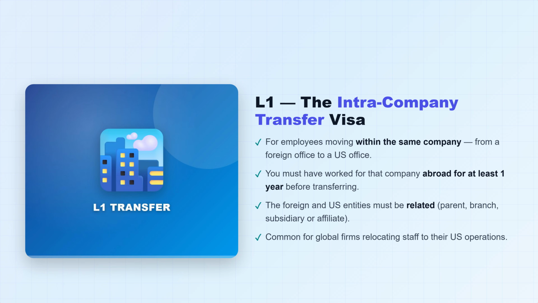This is for employees moving within the same company from a foreign office to a U.S. office. To qualify, you must have worked for that company abroad for at least 1 year before transferring. The foreign and U.S. entities must be related, like a parent, branch, subsidiary, or affiliate. It is very common for global firms relocating their staff to the U.S.